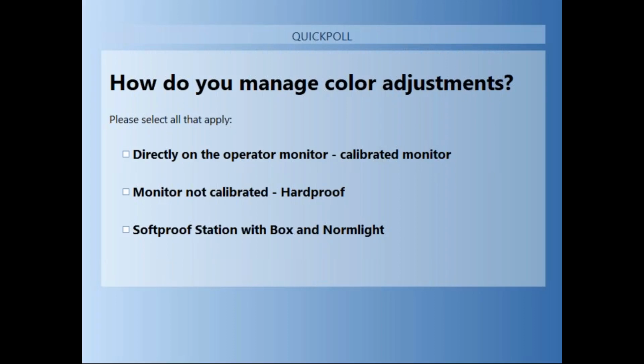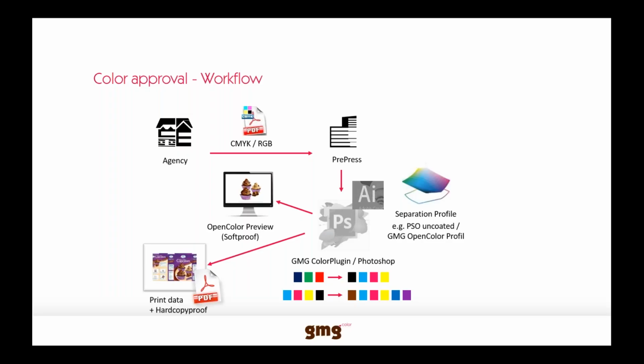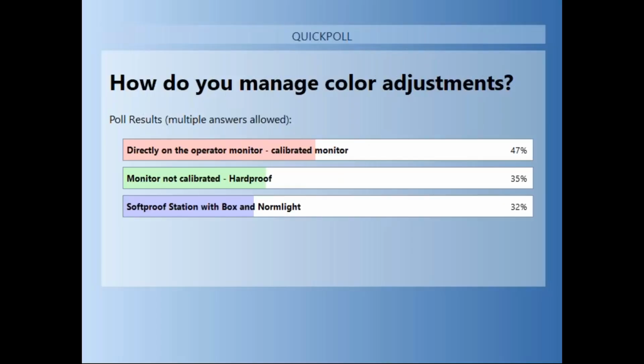All right. Okay, I will close the question. We have 76% voted. And of course, I will share with you the result. So 47% do the adjustments directly on the operator monitor, which is a graphical monitor and calibrated. 35% do it over hard proofing, and 32% with a really soft proof station. So I would say, yeah, very equal relations here between different situations. We have today in the audience right now 75 attendees in the webinar room.